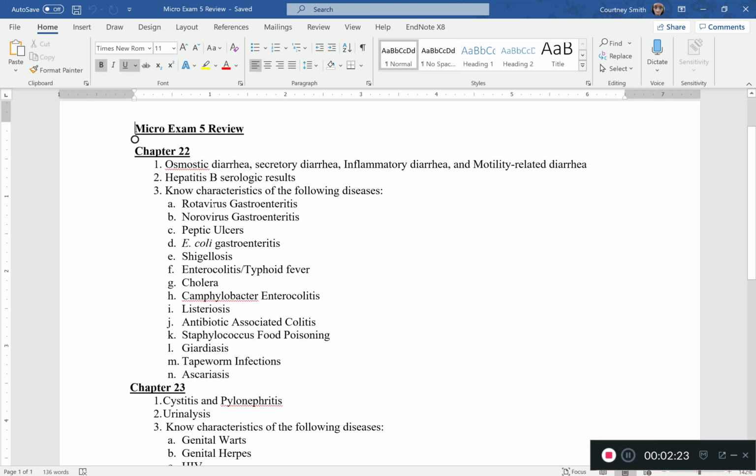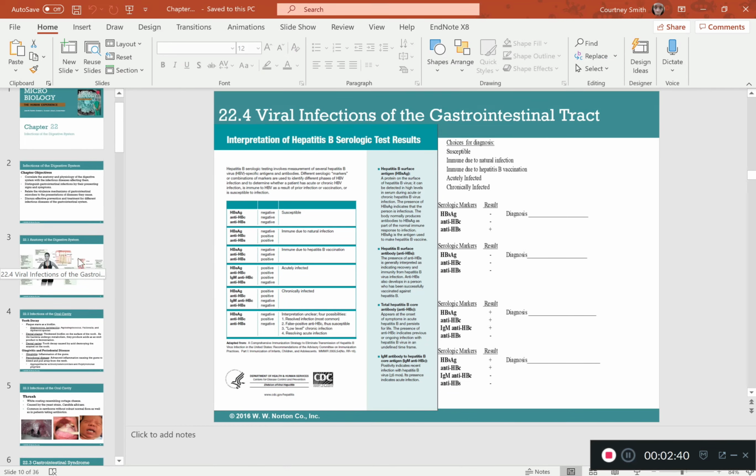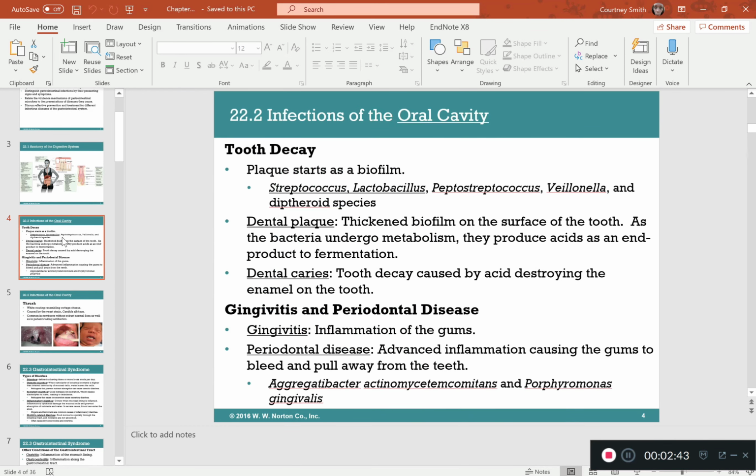The third one goes over the different characteristics of these following diseases, and all these diseases are found within the lecture. I'm going to just click through each of them and point out the hallmarks for each. So let's go ahead and just start all over. So right here.